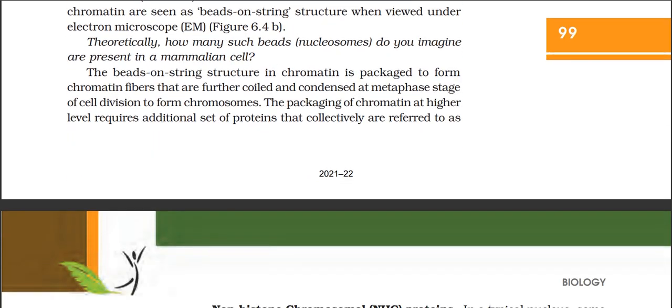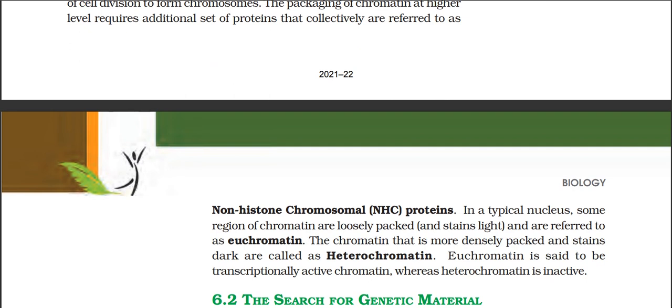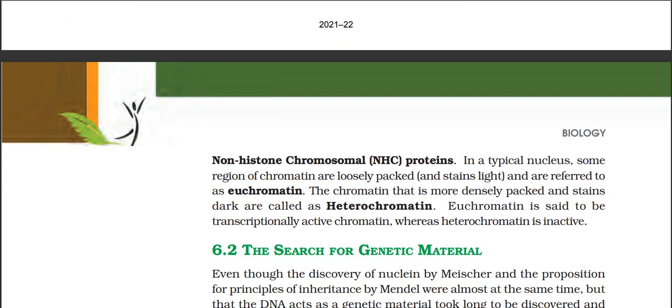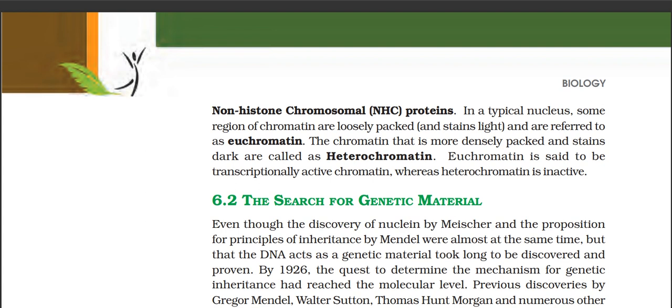The packaging of chromatin at higher level requires additional set of proteins that collectively are referred to as non-histone chromosomal (NHC) proteins. In a typical nucleus, some regions of chromatin are loosely packed and stain light, and are referred to as euchromatin. The chromatin that is more densely packed and stains dark is called heterochromatin. Euchromatin is said to be transcriptionally active chromatin, whereas heterochromatin is inactive.